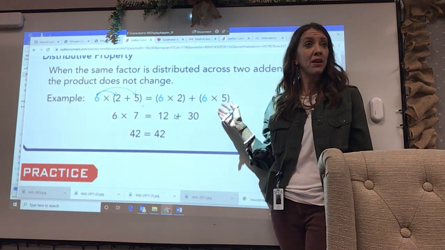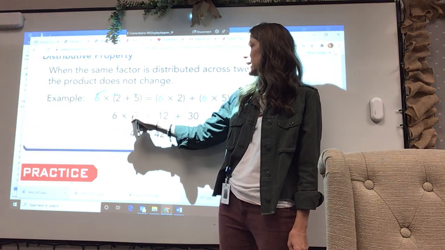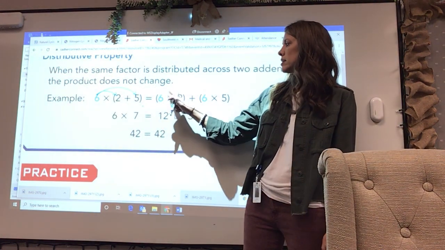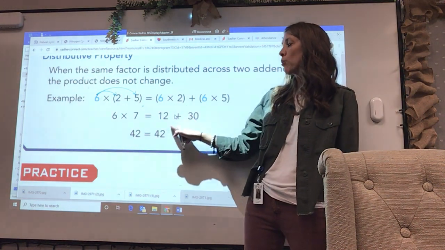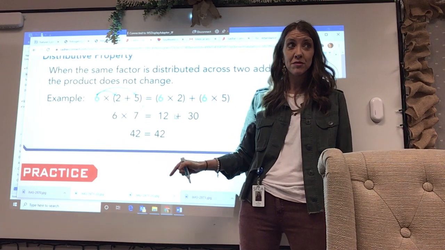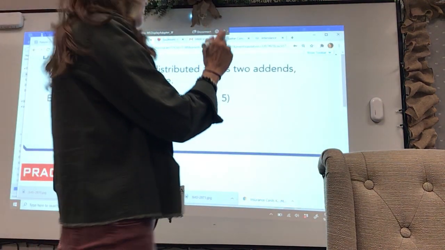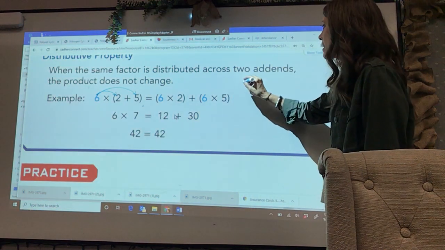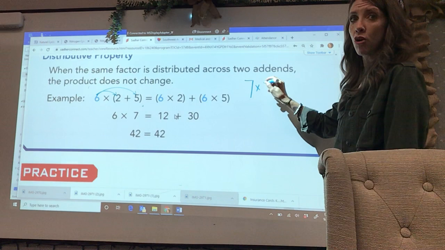Do you see what happened right there? Okay? Because look, 6 times 7 is the same as saying 6 times 2 is 12 plus 6 times 5 is 30. Both of them equal 42. So let me do a couple more examples of the distributive property because that's the harder one. If I take, let's see who can get this. I'm going to do one and I'm going to see if you can get it.